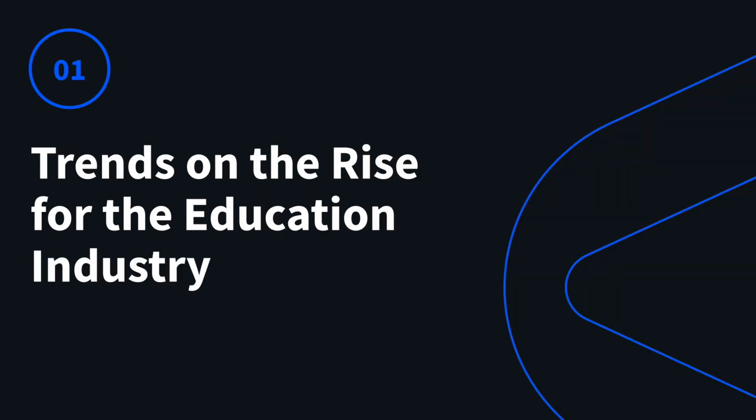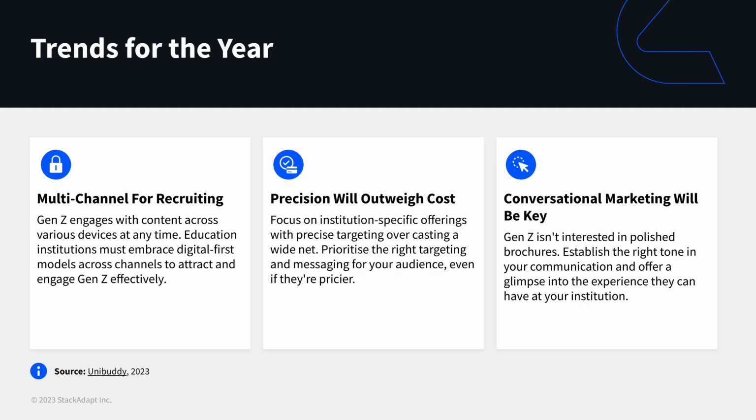So trends that are on the rise within the education industry. We know that Gen Z engage with content across various different devices at any one time. So having a multi-channel approach is key within your digital first models. Also, we know that precision will outweigh costs. So ensuring that your targeting is precise and hyper granular is essential within the education industry in order to make sure that you're hitting the right audience. Even if that is a little bit more expensive, it will pay off in the long run.